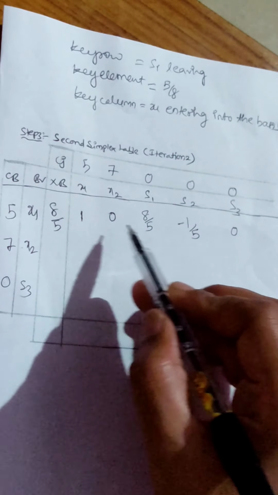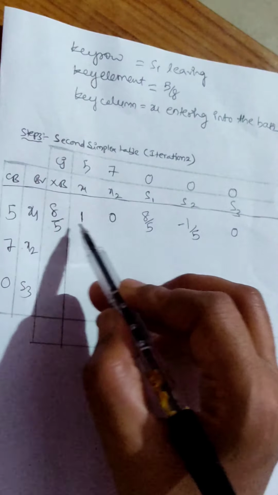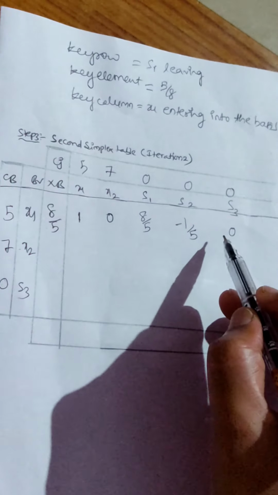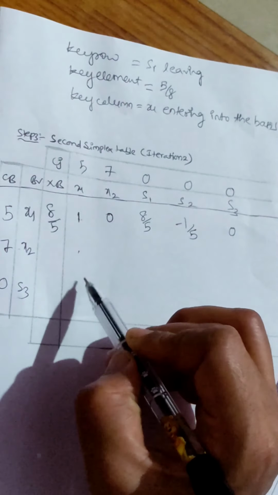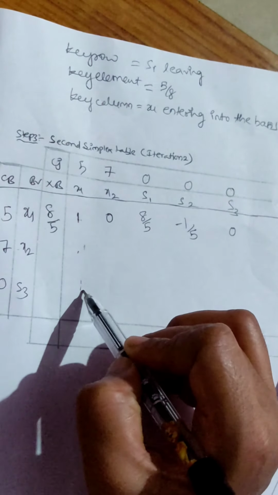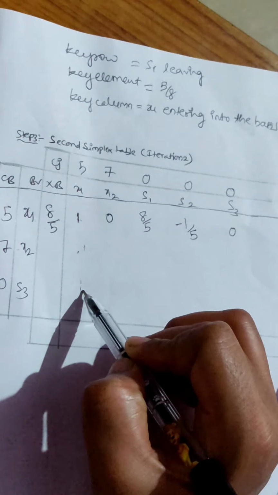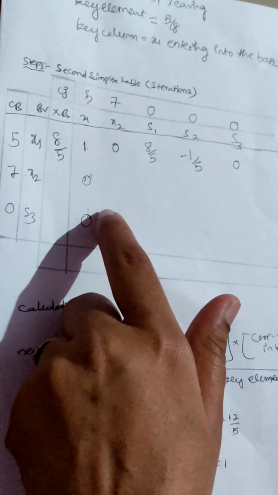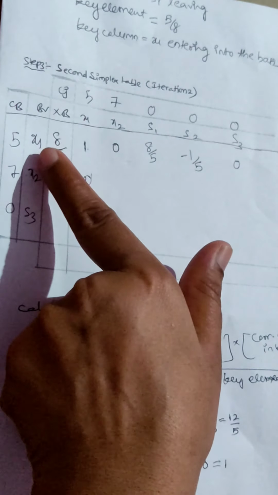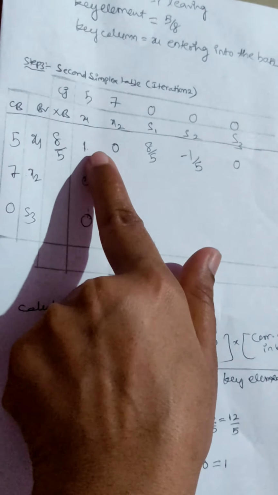All the elements in the key row, these are the new values. The key element is converted to 1. The remaining elements, these two elements, are converted to 0 by using the formula. Here these two values are 0, 0 because this is the key column. Already these row values are divided by 5 by 8.